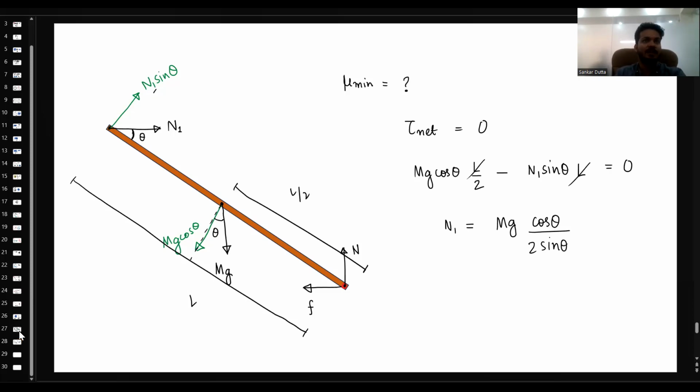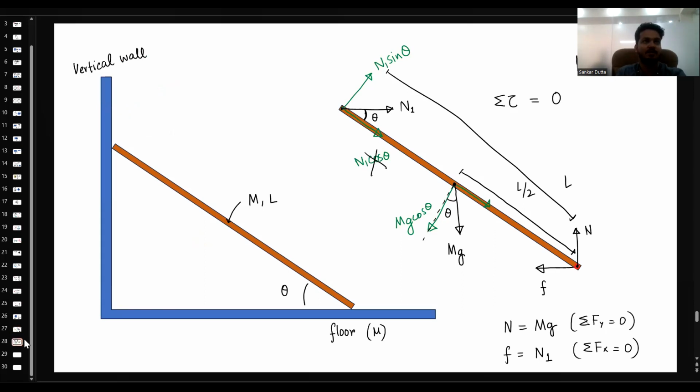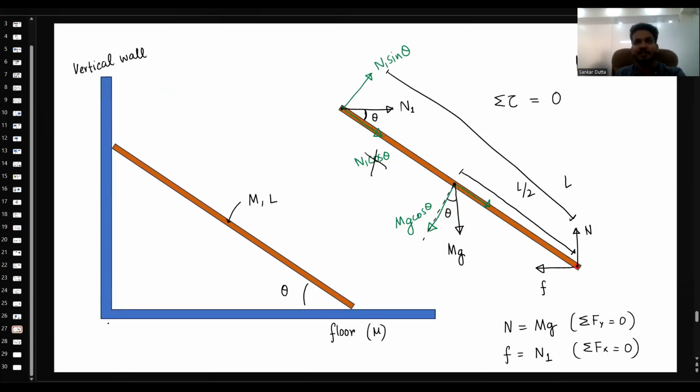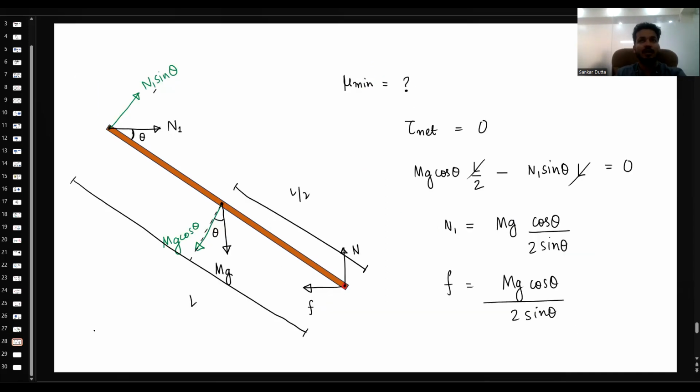Okay, now let's go back to the previous equation where we said friction is actually equals to N1. So the value of friction will be equals to how much? Mg cos theta divided by 2 sine theta. But I think we can simplify this further. Why? We don't even need the value of capital M here. We can still simplify it further because the first equation says normal is equals to mg, right? So in this scenario, friction can be written as mu into normal, which is mu into mg, equals to mg cos theta by sine theta. So from here, mg and mg cancel.